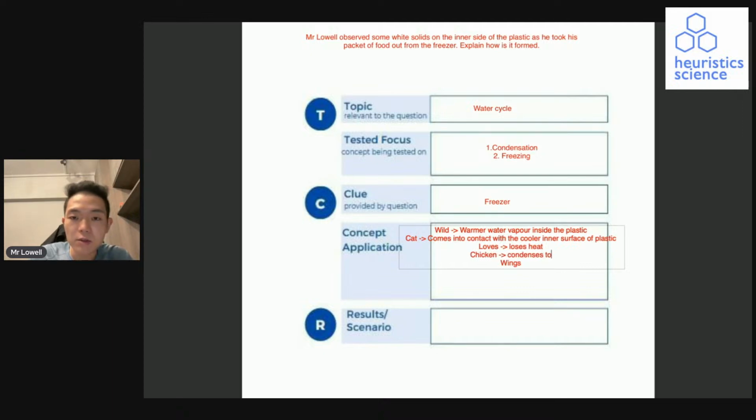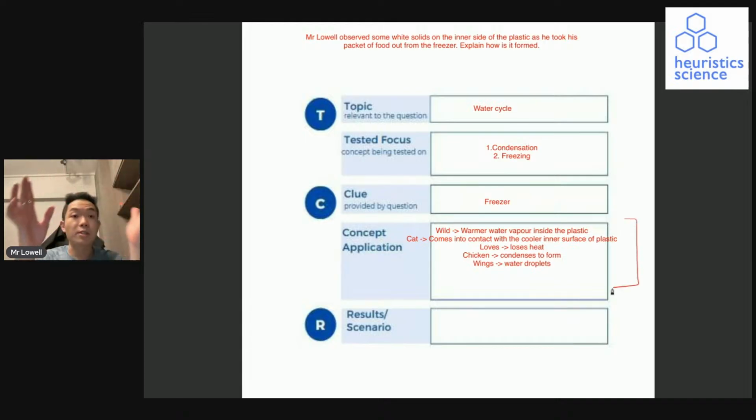Condenses to form water droplets. Okay. This is important. So this is a condensation process. So water droplets are formed already. But it's a white solid. I'm seeing a white solid underneath. Why is there a white solid underneath?